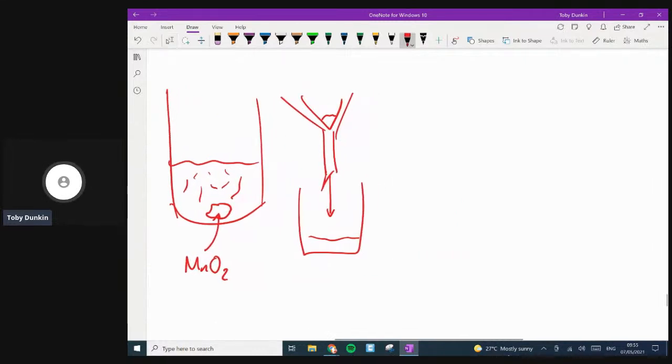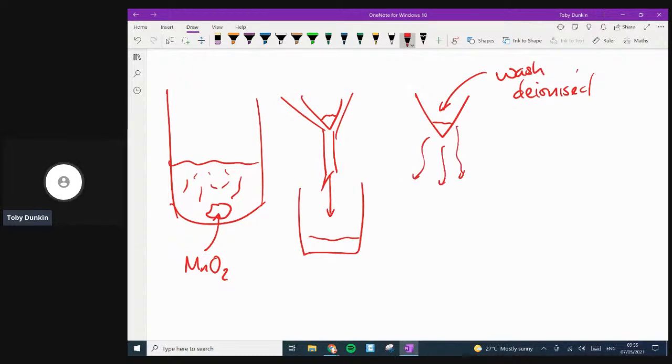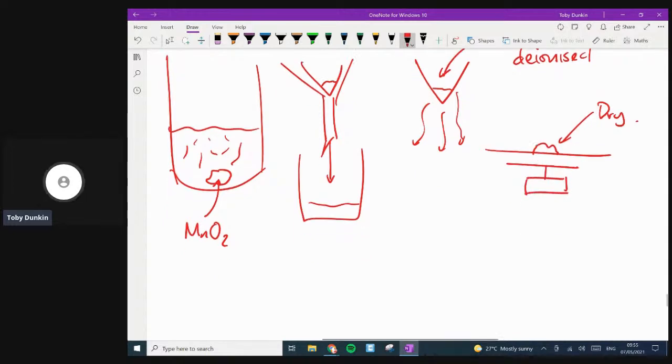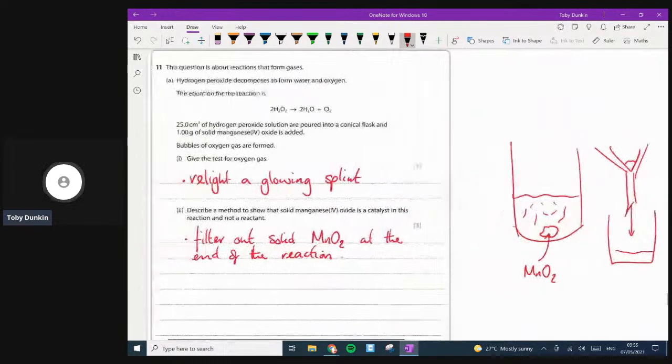Then we're going to wash that solid in deionized water. That'll remove any leftover hydrogen peroxide. And then we're going to dry it, and then weigh it. Dry, then weigh. Those are going to be our marks.